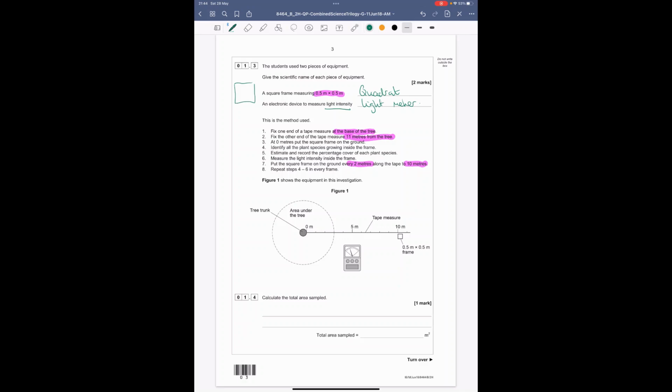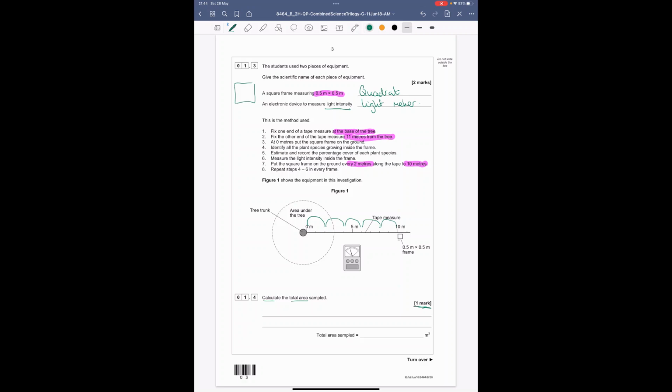So what they're effectively doing is moving their metal grid 2 metres along each time. They're putting it down, they're recording the light intensity, they are then recording the amount of organisms and plants in the quadrat at that point. So the question is, calculate the total area sampled, and it's only 1 mark. So we don't overthink it.